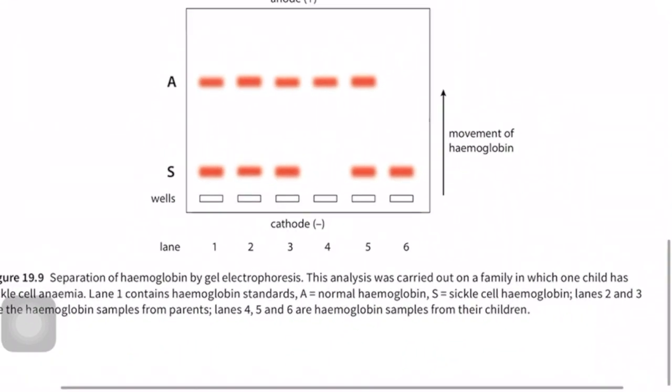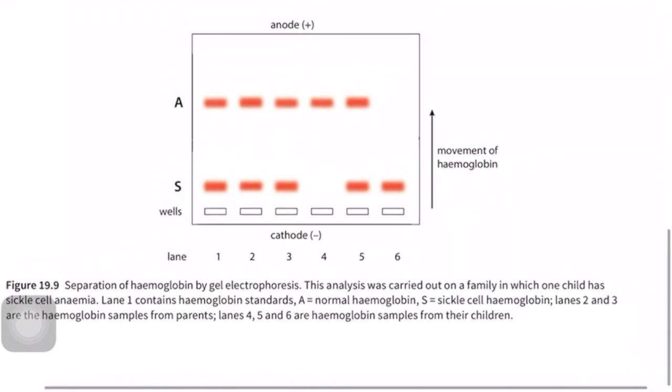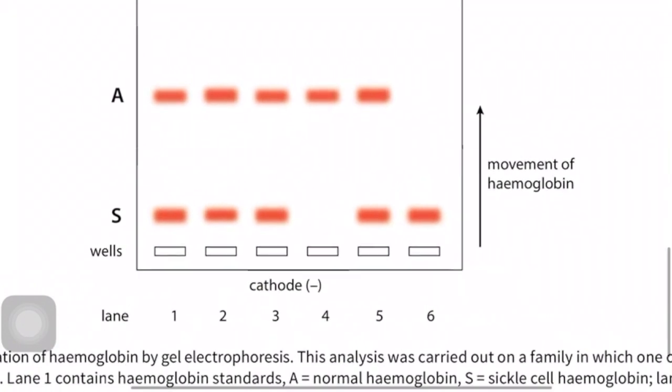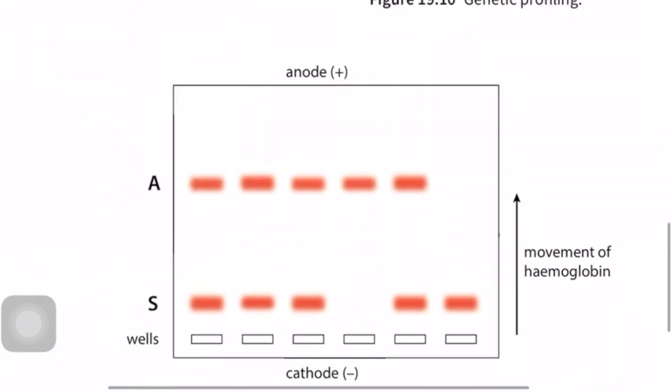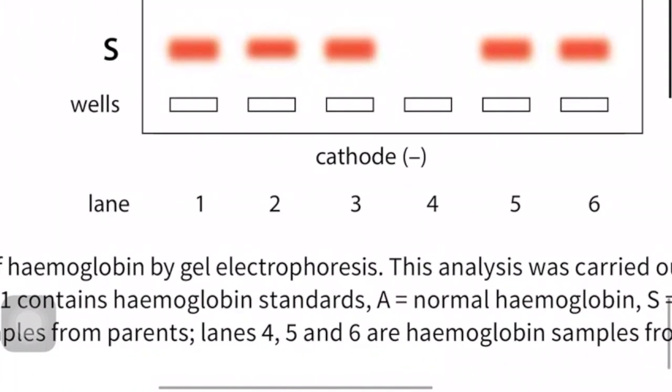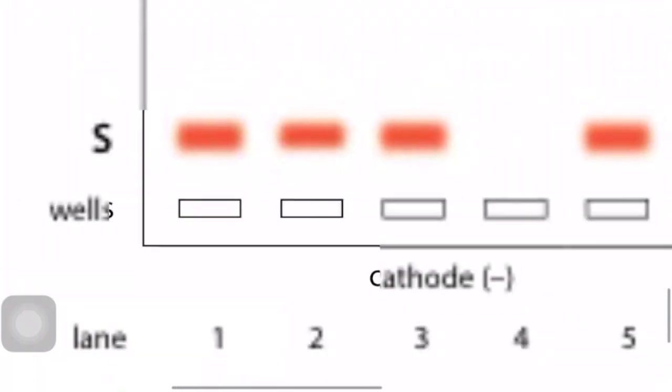Separation of hemoglobin by gel electrophoresis. The analysis was carried out on a family in which one child has sickle cell anemia. Lane 1 contains the hemoglobin standards, A normal hemoglobin and S sickle cell hemoglobin. Lanes 2 and 3 are hemoglobin samples from the parents, and lanes 4, 5 and 6 are hemoglobin samples from their children. Here we can see that this is the positive anode and this is the negative, so these white bands are the samples and they will move towards the positive.